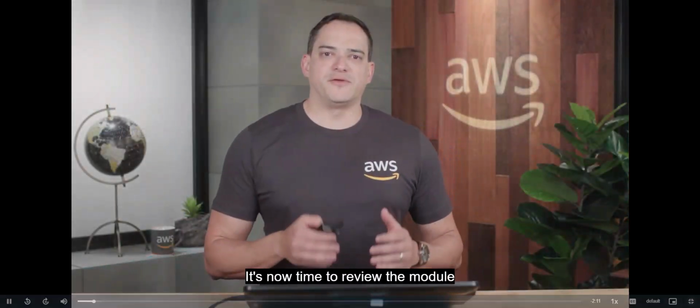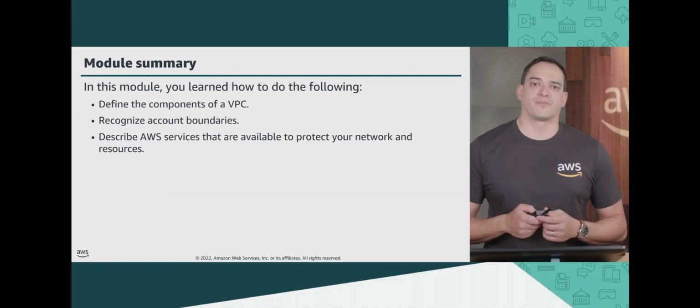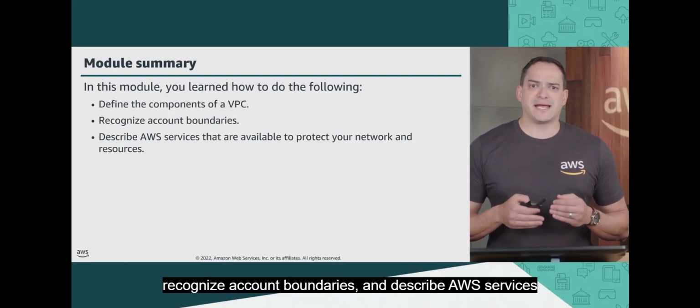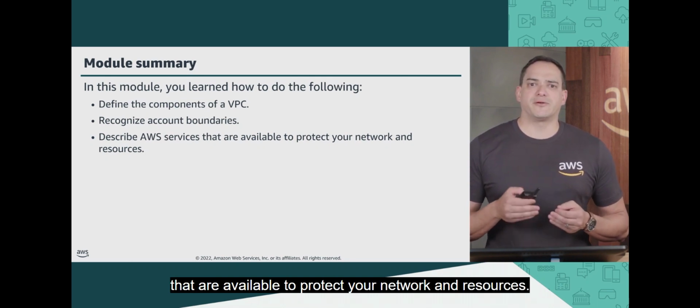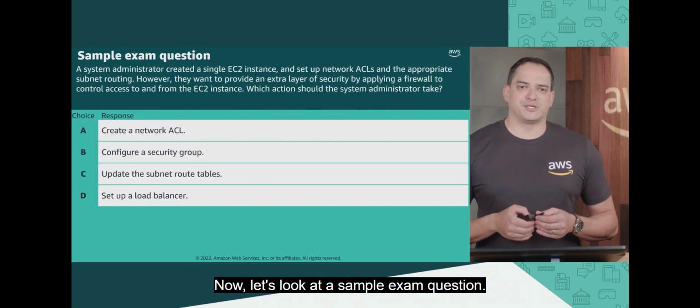It's now time to review the module and wrap up with the practice certification exam question. You should now be able to define the components of a VPC, recognize account boundaries, and describe AWS services that are available to protect your network and resources. Now let's look at a simple exam question.